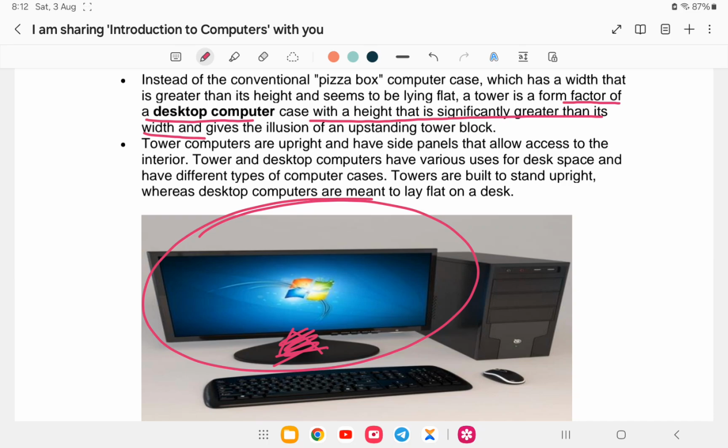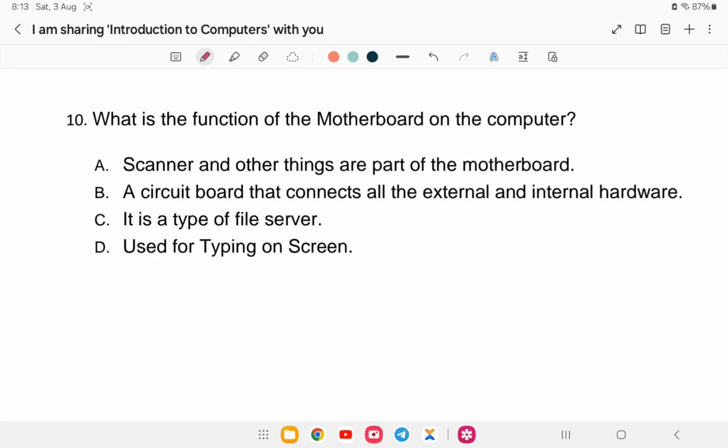So let us go to question number 11. What is the function of the motherboard on the computer? Is it A, a scanner and other things are part of the motherboard, B, a circuit board that connects all external and internal hardware, C, a type of file server, or D, used for typing on the screen? The answer is option number B, a circuit board that connects all external and internal hardware.